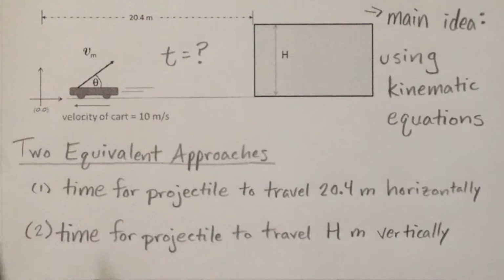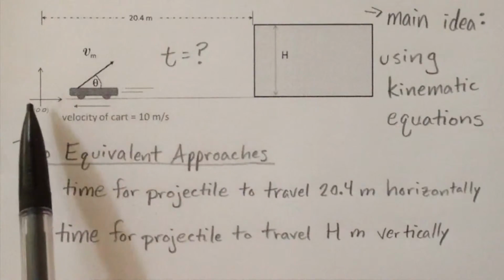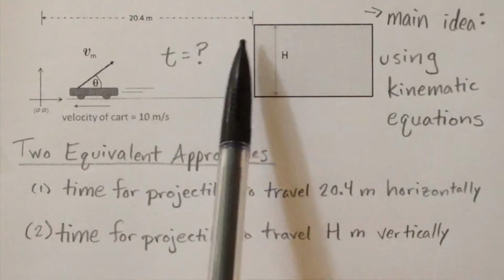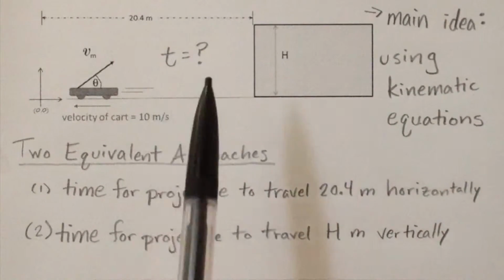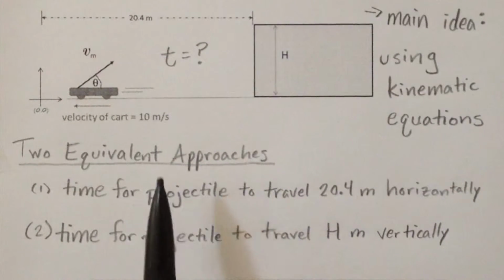In this problem, we're asked to find the time that a projectile fired 20.4 meters away from a cliff, which lands on top of the cliff, is in the air for. The main idea is using kinematic equations. To solve for this time, there are two equivalent approaches that we'll look at in this problem.